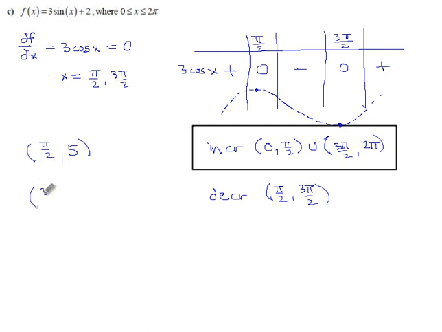So 3 pi by 2, comma, and what's the value there? If we're at 3 pi by 2, we're 270 degrees. The sine of that is negative 1. Triple that, you get negative 3. Add 2, you get negative 1. That is the lowest this function ever gets. So the pi by 2 one is a local max, and the 3 pi by 2 one is a local min.